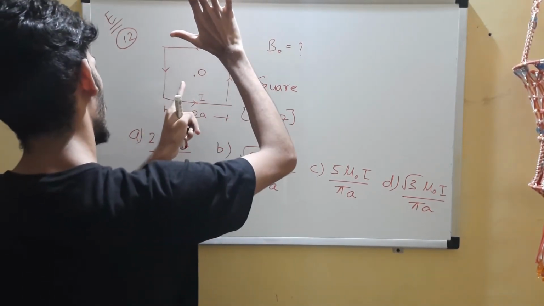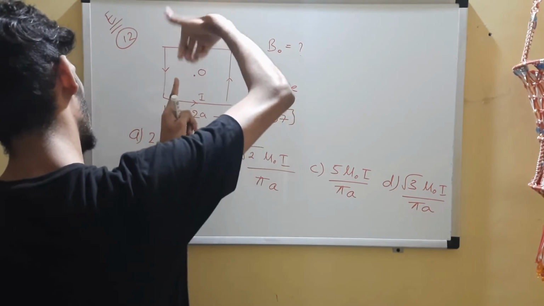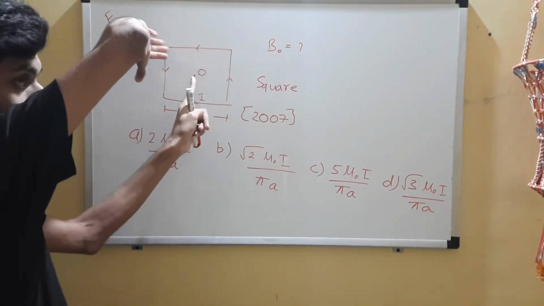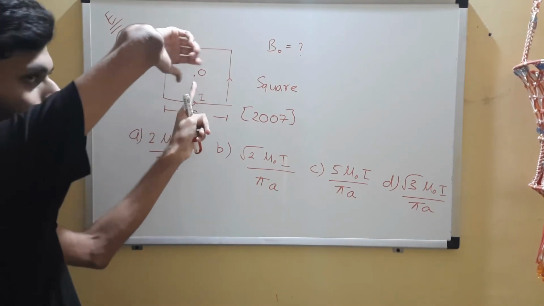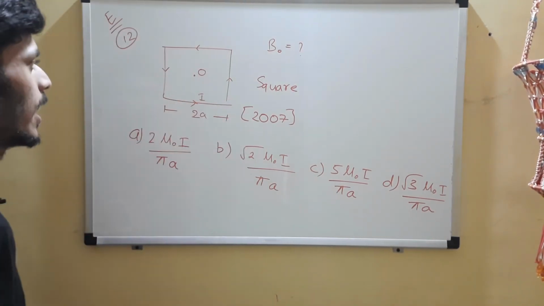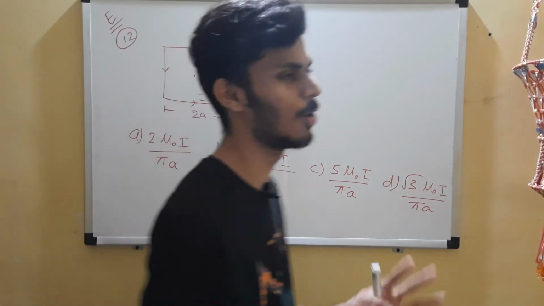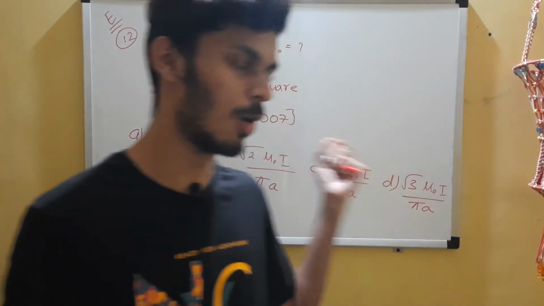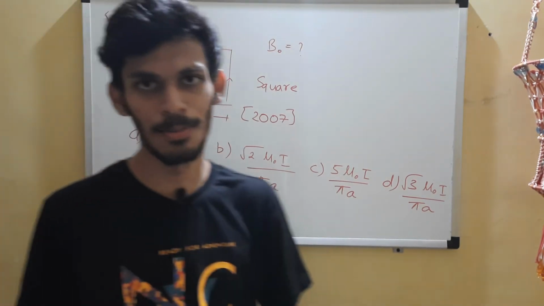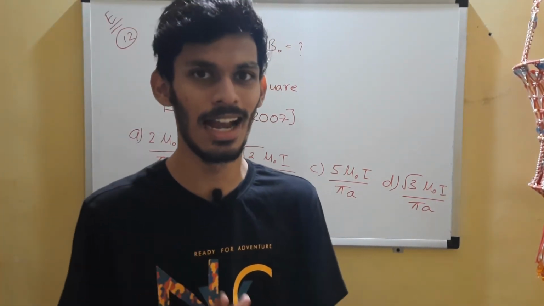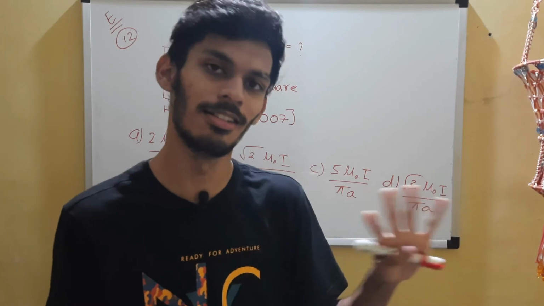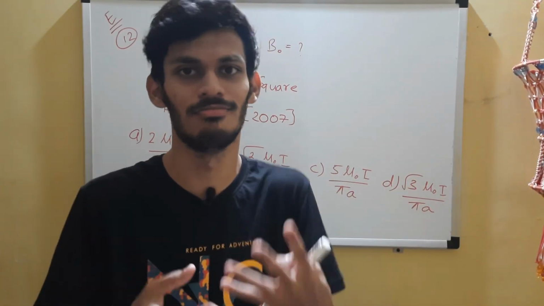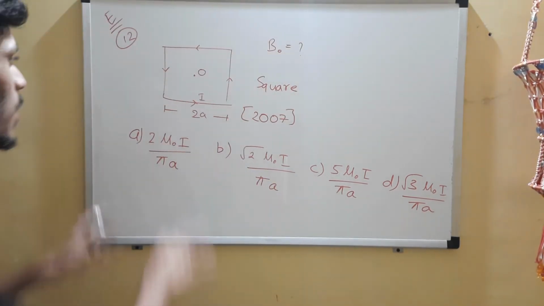Now again, thumb in the direction of current, the field at point O is towards you. Thumb in the direction of current, the field at point O is towards you in the outward direction. So you can see that basically all the fields are in the same direction. The fields due to all four wires, all the sides of the square, are in the same direction, which means you can neglect the vector aspect and just add them.